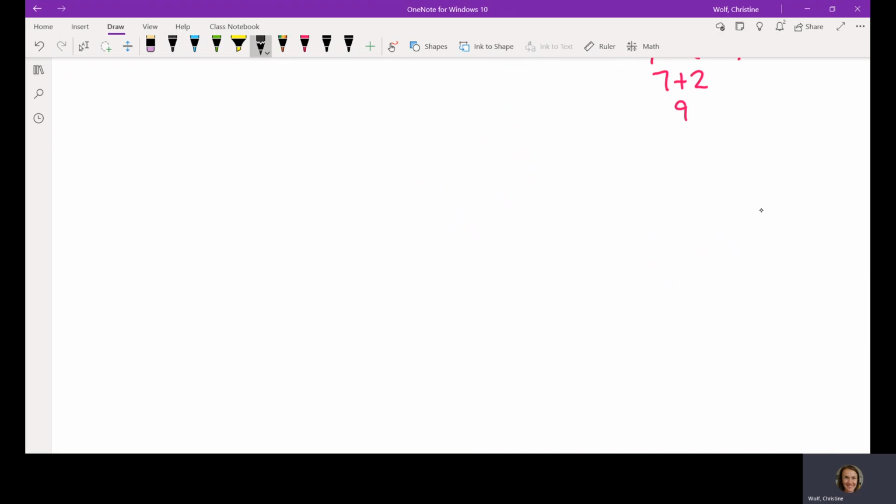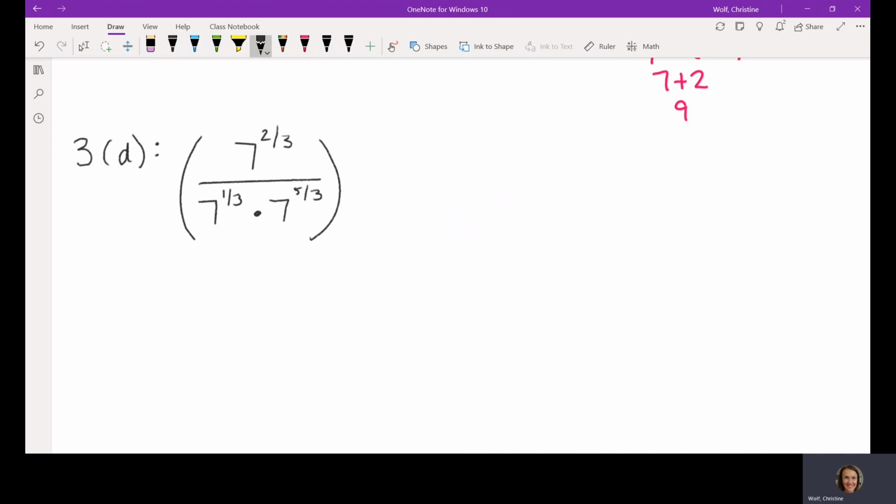This is example 3, but it's D from the textbook, page 238. And it looks like this. So we have a big fat fraction. On top, we have 7 to the 2 over 3, all divided by, down low, 7 to the 1 over 3, and that's multiplied to another 7 to the 5 over 3. Close that big old bracket and put it to the 6. Wowza.